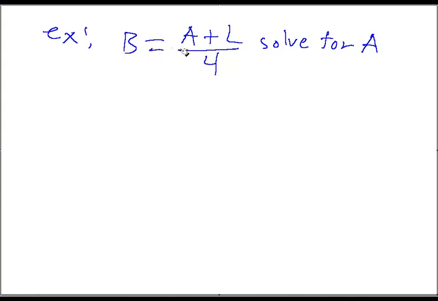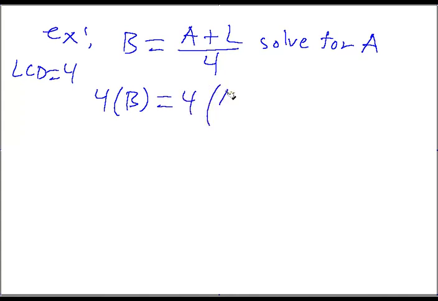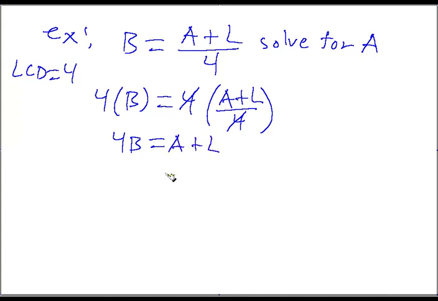Anytime you have fractions, let's multiply both sides by the LCD to get rid of the fractions. In other words, 4 is the LCD here. Can we see that? The LCD is equal to 4. Hopefully we can see that. So let's multiply both sides by 4 to get rid of this 4 at the bottom. So 4 times V on the left side equal to 4 times A plus L over 4 on the right side. Alright? 4 times V is just 4V. So no big deal there. Alright? 4's drop off here on the right. Can we see that? Equal to A plus L.